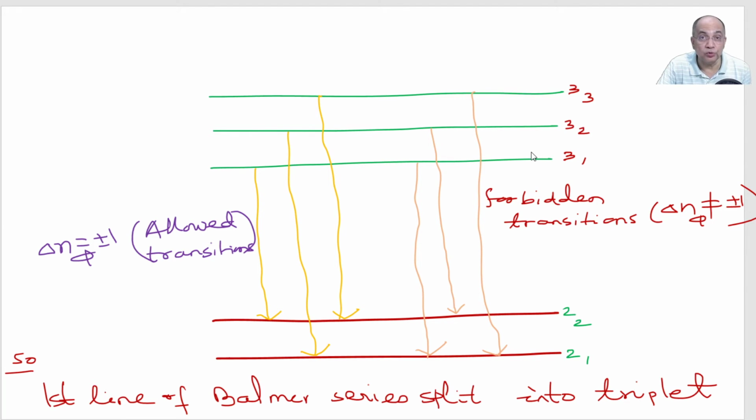So the one which was only unique in transition, there was only one transition because all these 3 was 1. In the absence of external magnetic field, all these 3 are degenerate. So they represent only one level, and these 2 are also degenerate, another level, one level. So from one level to one level, transition gives one line.